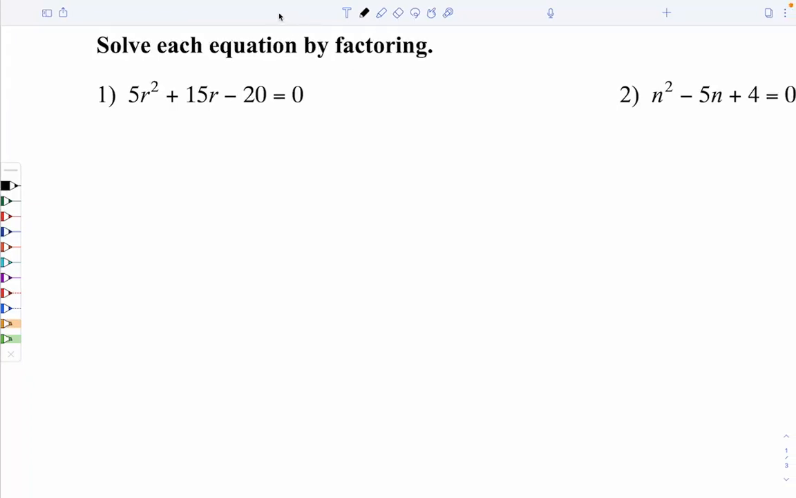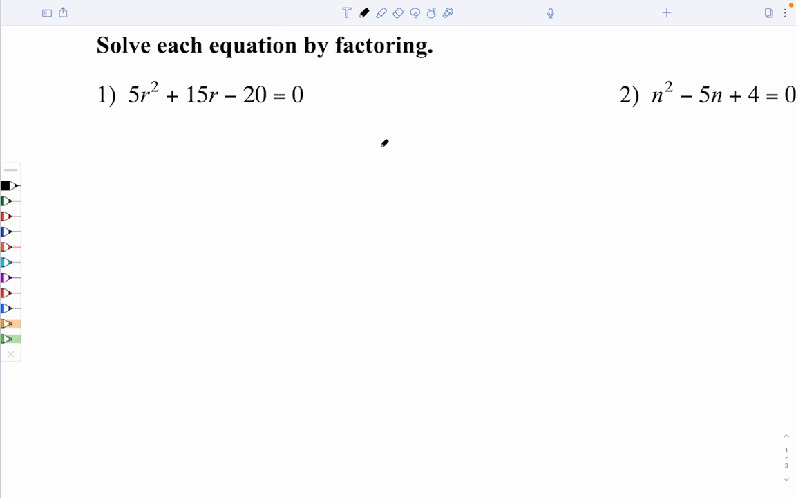All right, so again, there's lots of different types of factorings, but no matter what, if you're going to be solving by factoring, the first thing you want to do is make sure that it is equal to 0. So for number 1, is this currently equal to 0? Cool, all right, so good to go. If not, you got to make it equal to 0, but we're good to go so far, okay?